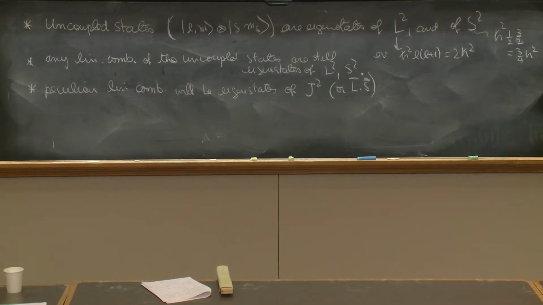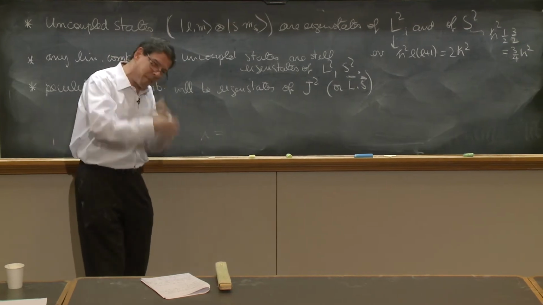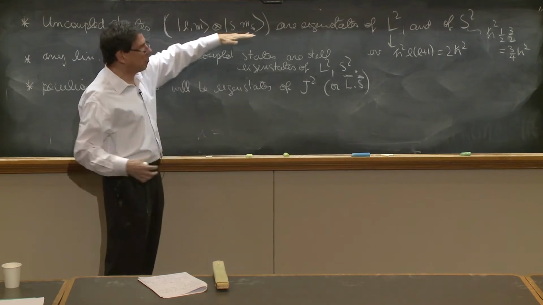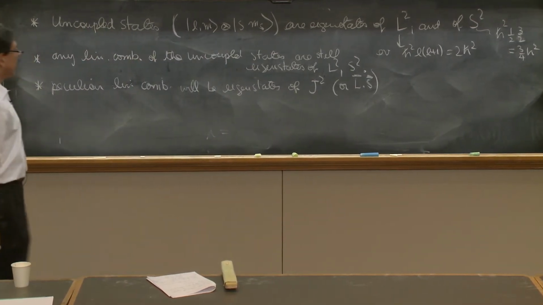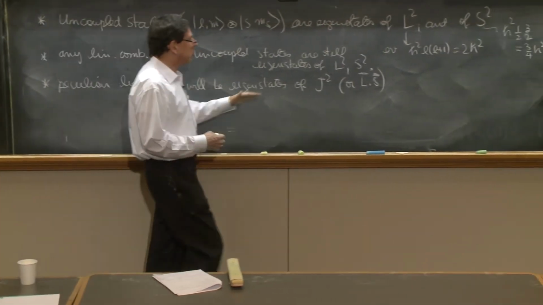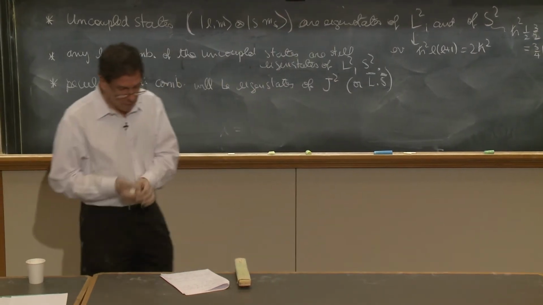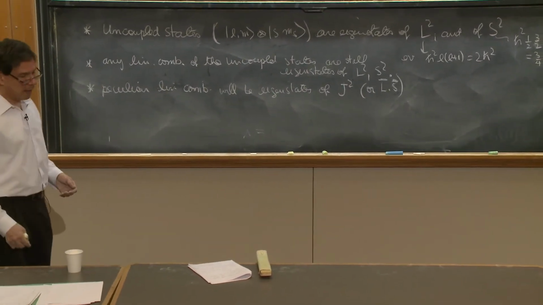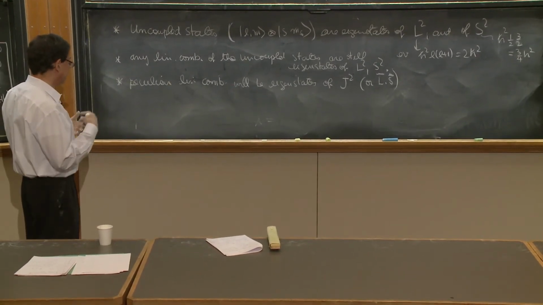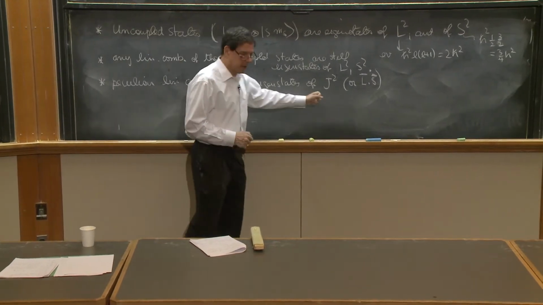So the uncoupled states are just one at a time. Linear combinations, we call them the coupled basis. It's like an entangling of angular momentum with spin. And the coupled basis states are those peculiar linear combinations that will also be eigenstates of J squared. So we will try to figure out what those coupled states are, those interesting states that are eigenstates of J squared.